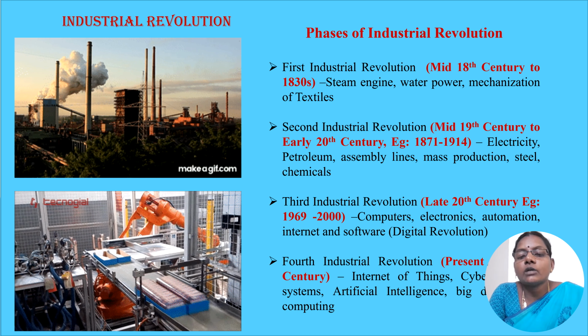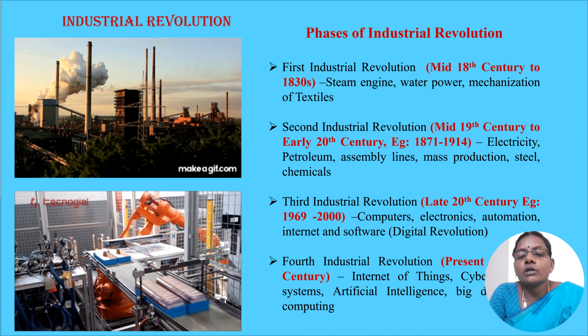The second industrial revolution was from the period mid 19th century to early 20th century, that is 1871 to 1914. During that period, we had the invention of electricity, petroleum, assembly lines, mass production, steel, and chemicals.